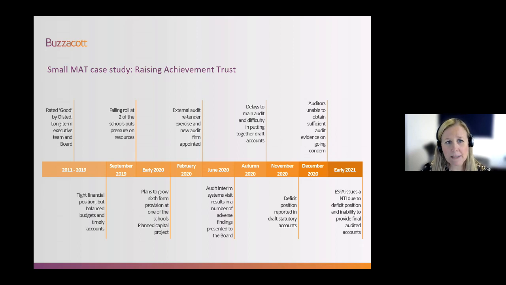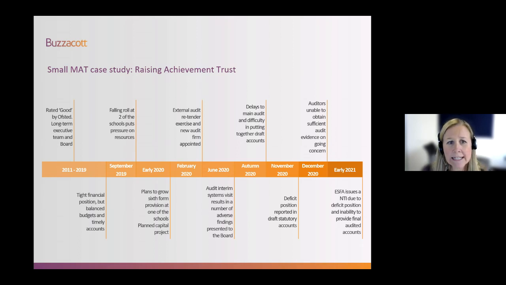As part of this appointment, the transition and onboarding, the new firm are keen to get stuck in and carry out an interim systems visit over the summer period in 2020. Following this visit, they draft an interim report with their findings, because they do have some significant findings and some areas of concern which they wish to raise to the trust's attention.